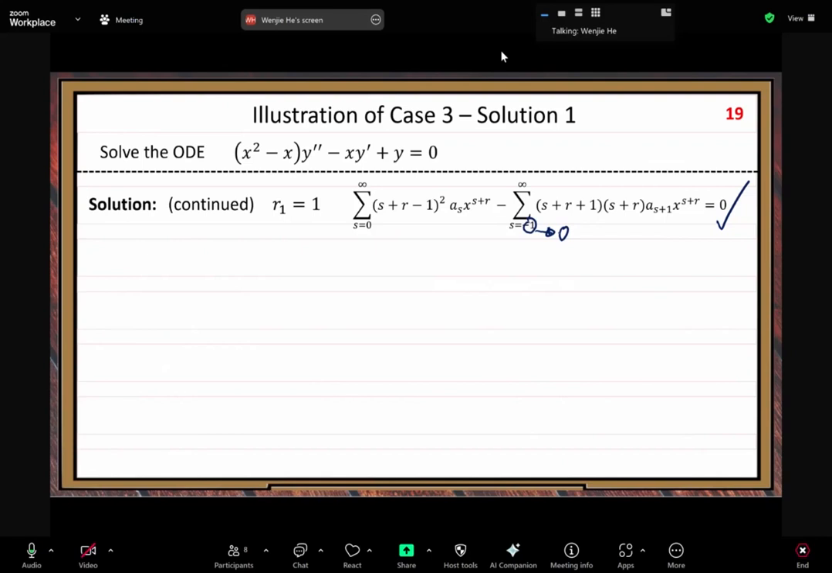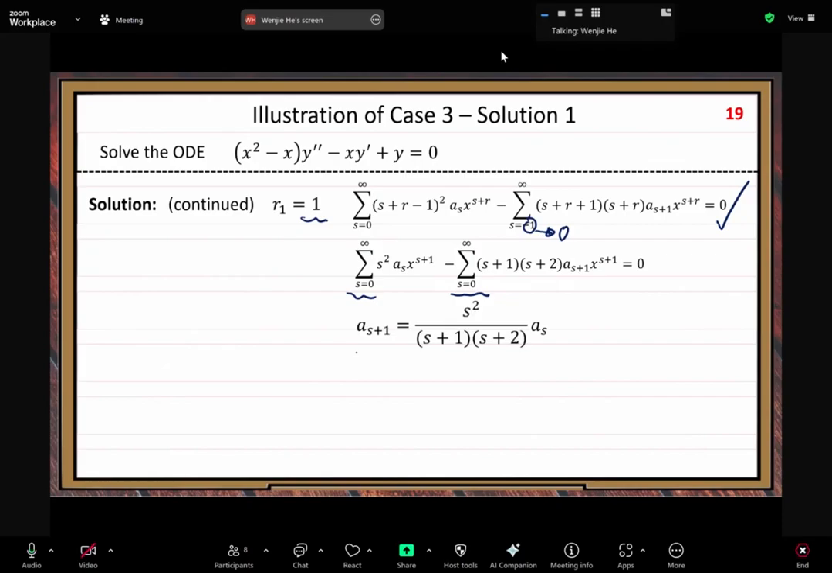Then in that way, we start from 0. The -1 is gone. You don't worry about the -1 case. So then, because r equal to 0, r equal to 1, you plug in r equal to 1. Then next you can find a recurrence relation. This is the recurrence relation.